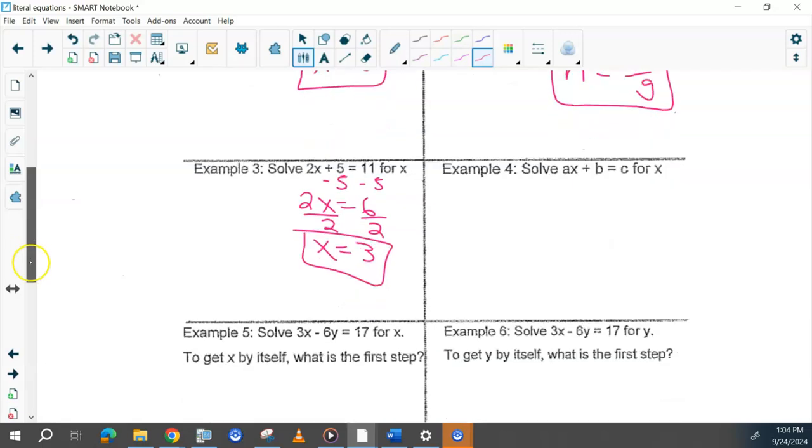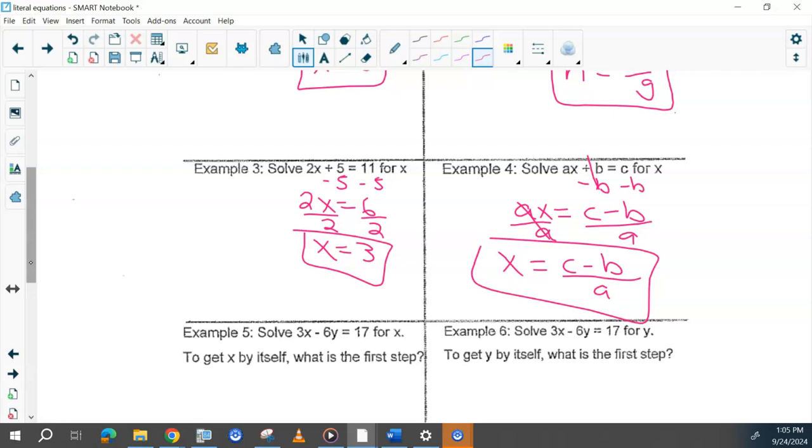Subtract b on both sides. And when we do that, b and c are not like terms, so I can't combine them, but I can rewrite this. So we have ax equals c minus b. And then to get x by itself? Divide by a, so that the a's cancel on this side, leaving x equals c minus b all over a. Do you have any questions on that one?